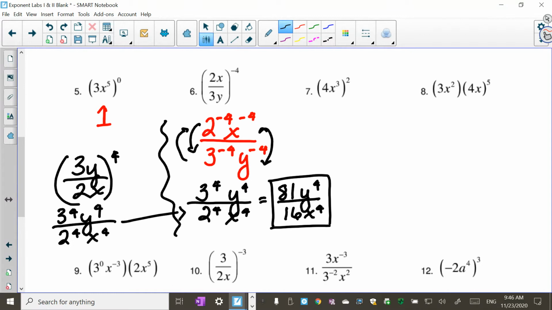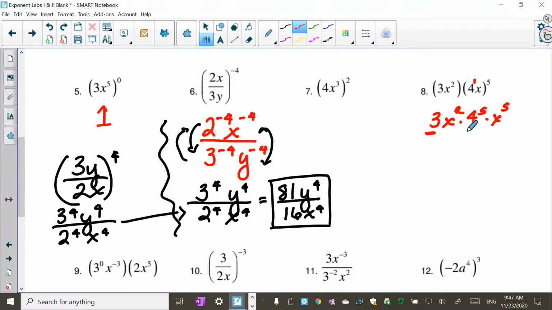Number 8 caused a little bit of questions for people. They're like, Mrs. Pond, how do I do that? So if you look at these, I have a parentheses, 3x squared. I'm going to write it without it because it's really 3 times x squared. Here, I'm raising the 4 to the first power, 1 times that. So that's going to be 4 to the 5th. So you're multiplying it by this times x to the 5th.